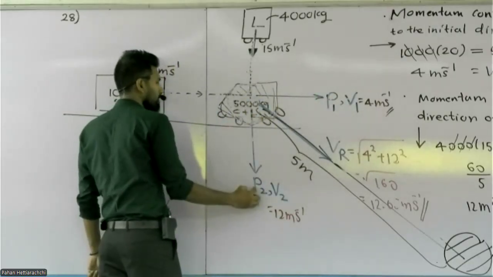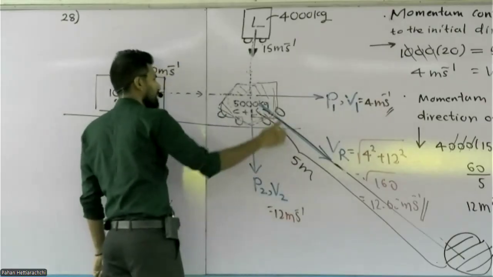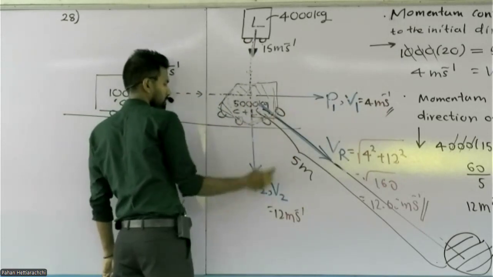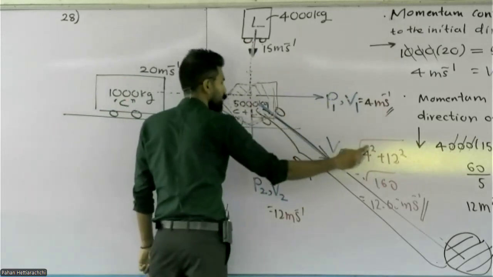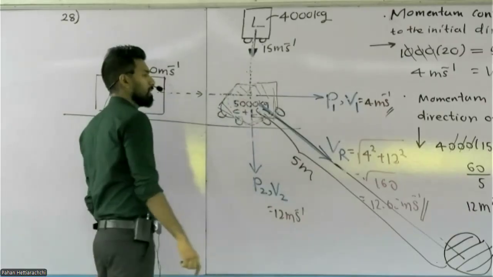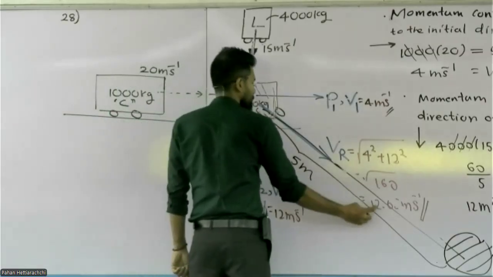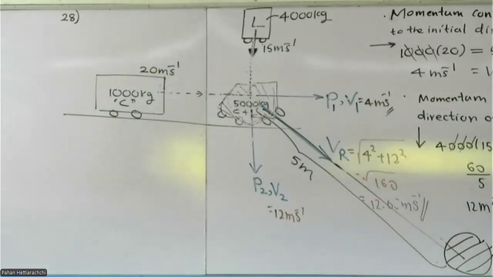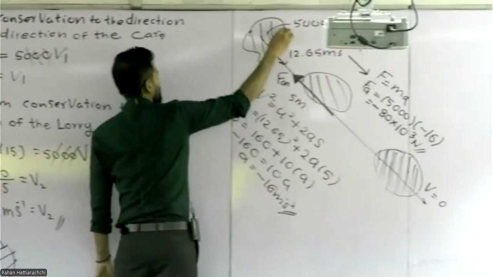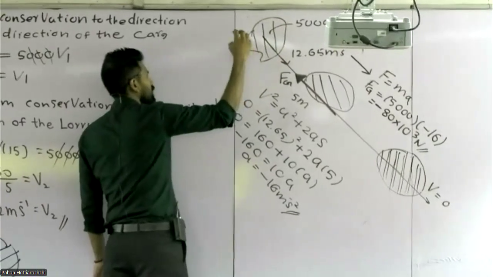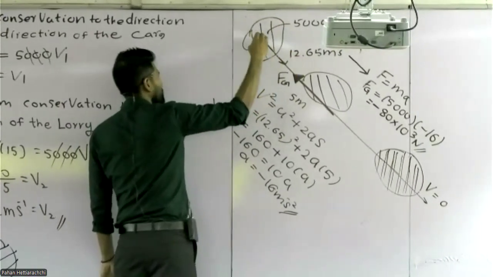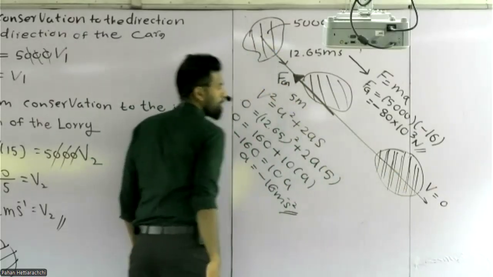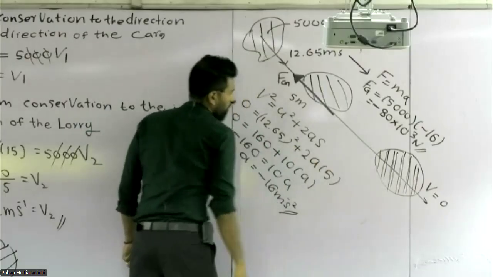When there are two velocity components, what will happen? It will create a resultant velocity. As the components are perpendicular, it is the square root of 12 squared plus 4 squared, root 160, 12.65 meters per second. Now, I'm drawing a separate picture. This 5000 kg vehicle combination has a velocity of 12.65 meters per second, and it will move 5 meters before it stops.